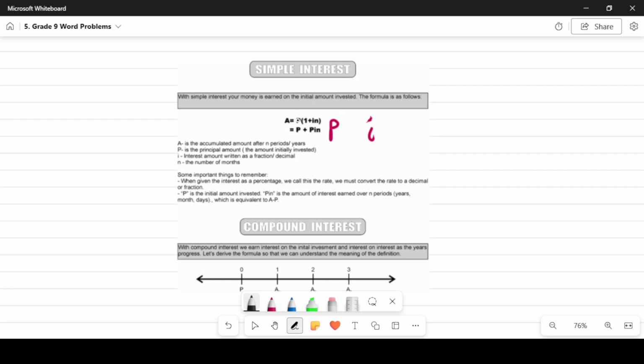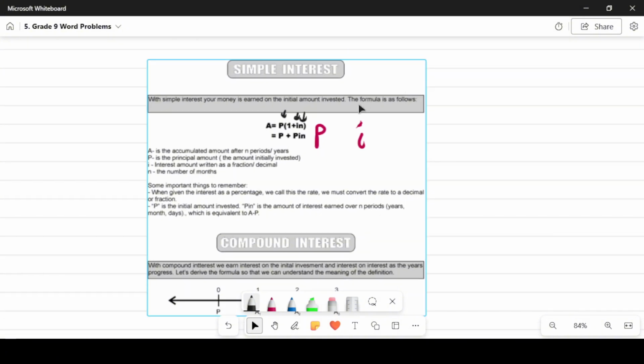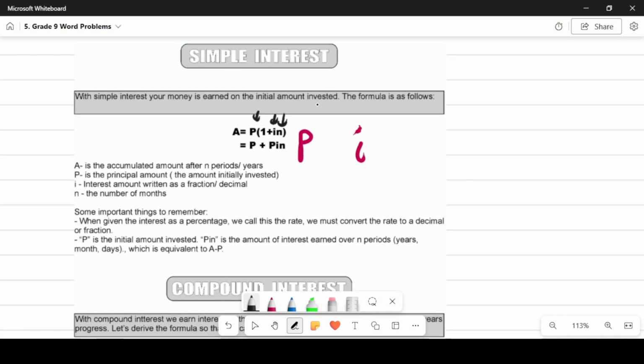The first formula that you must remember is A equals P times (1 plus i n). P is the amount that you invest, i is the interest rate, n is the time period, or the number of years or months that you put the money into the bank. But n can be years or months; we will only work with it in terms of years, not months. That's for a higher grade. So A equals P(1 + in). If you distribute the P into the brackets, you get P plus P i n.